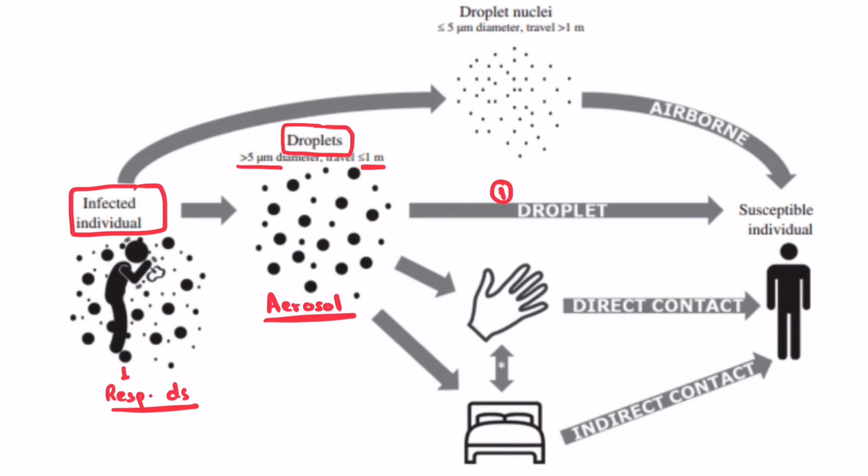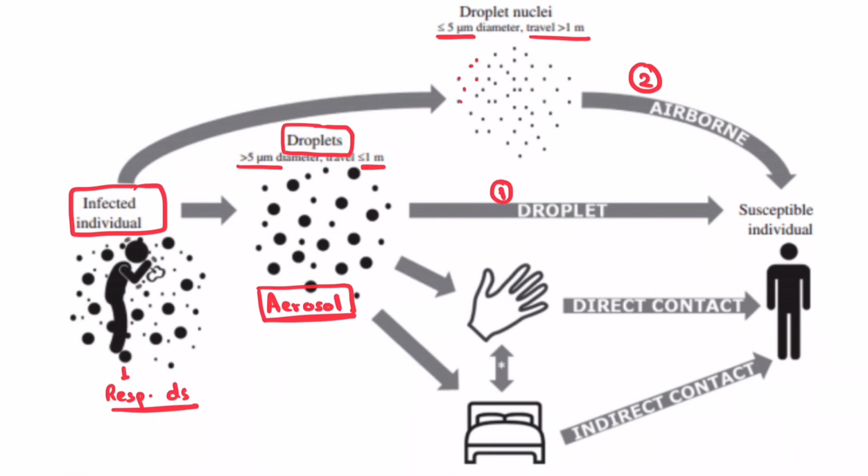Now the other mode is droplet nuclei. What are droplet nuclei? These aerosols are in liquid form and contain some fluid, and this fluid comes into the environment and starts evaporating. So only the nuclei, the small dots, remain. The size of these suspended particles is less than 5 micrometers in diameter, and they can travel more than 1 meter. So it is the airborne nuclei infection. This is the second type of transmission.